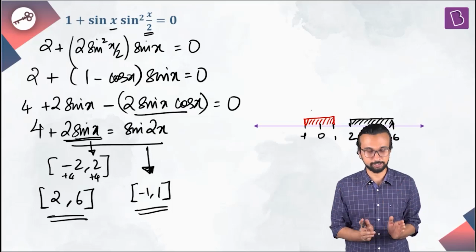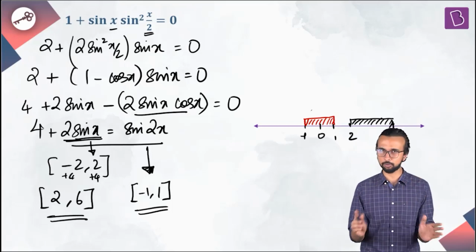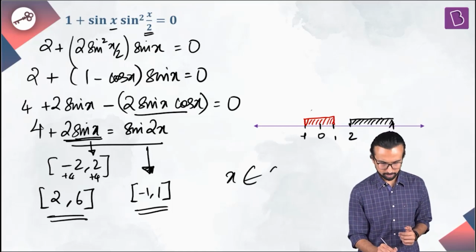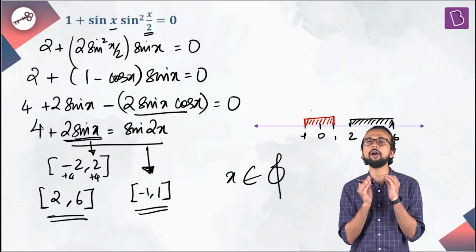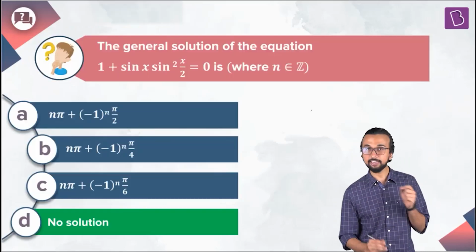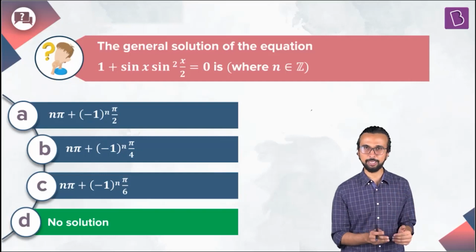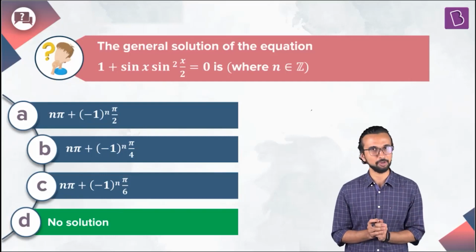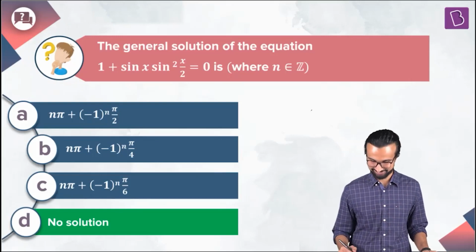So using this logic, we can conclude that the solution will be the null set. It will not exist. There will not be any solution for this equation given to us. That's why we get our answer as option D, no solution. Got that? Alright.